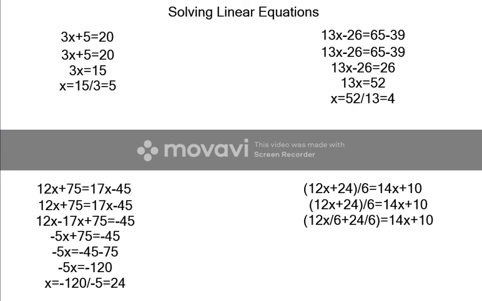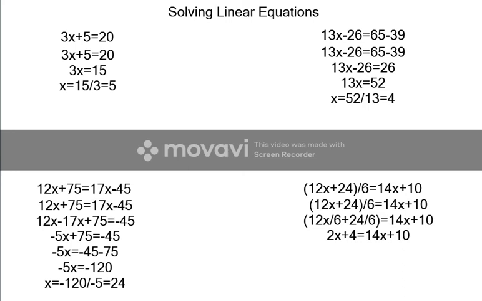Now you might be wondering why I didn't do the same thing on the right side. That's because the division by 6 only pertains to what is inside the parentheses. So you only have to worry about what is in the parentheses of the left side of the equation and not the right. So let's further solve this. 12x divided by 6 is the same thing as 2x, plus the 24 divided by 6, which is 4, equals 14x plus 10.